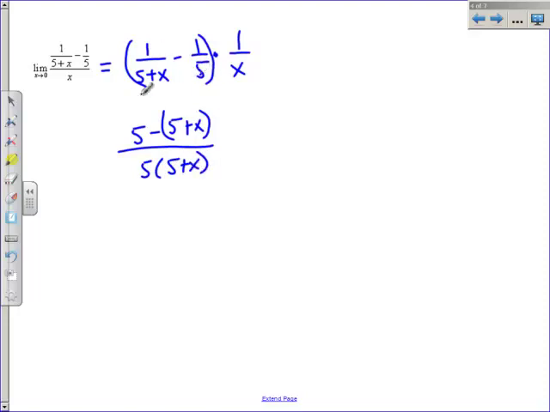Let's see that again. 5 times 1 is 5. 5 plus x times 1 is 5 plus x, and we're subtracting, so that goes right there. And then you multiply the denominators. And we're still multiplying this times 1 over x.